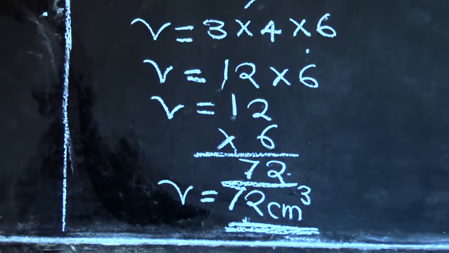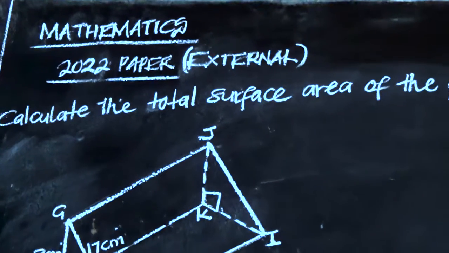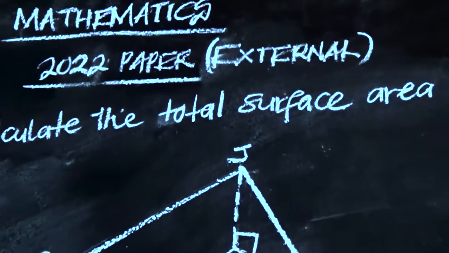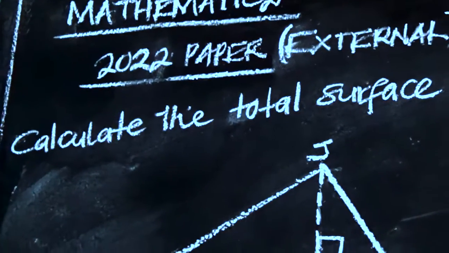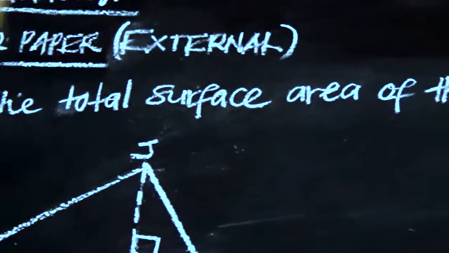That is our volume. Okay? Let us look at this other one. 2022 external, that's paper 2. We have been given this prism, then we are told to calculate its total surface area.